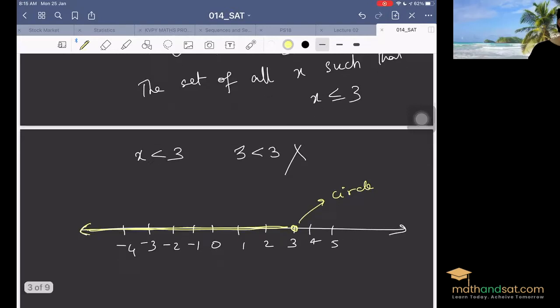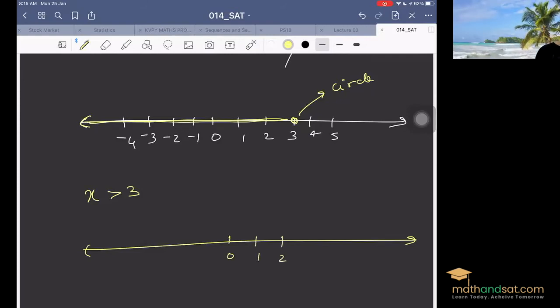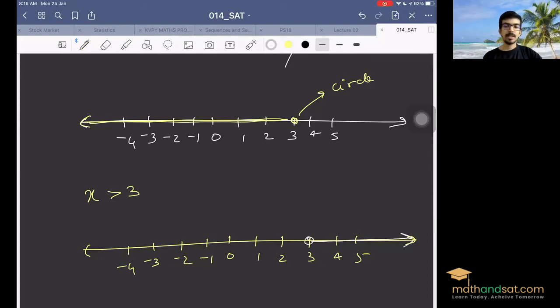So similarly, you can have x greater than 3. So x greater than 3 can be represented as 0, 1, 2, 3, 4, 5. Here minus 1, minus 2, minus 3, minus 4. Numbers greater than 3 will represent the numbers which are on the right side of 3. Okay.